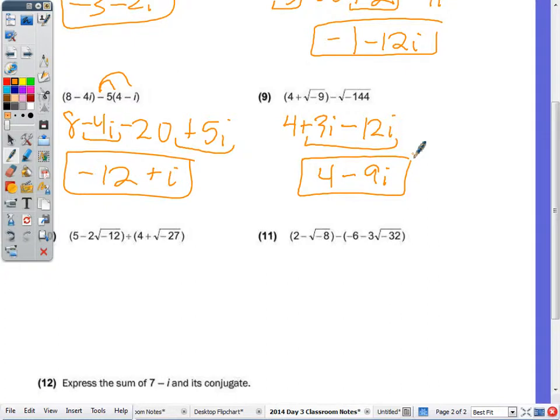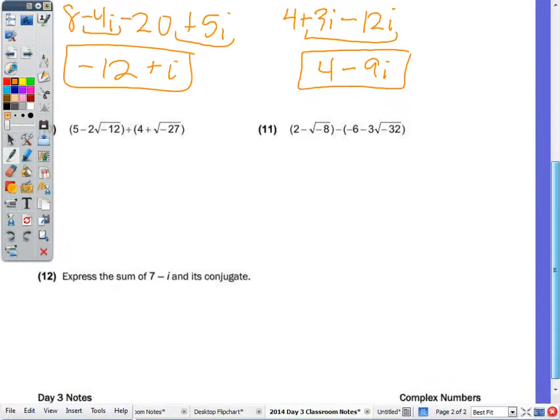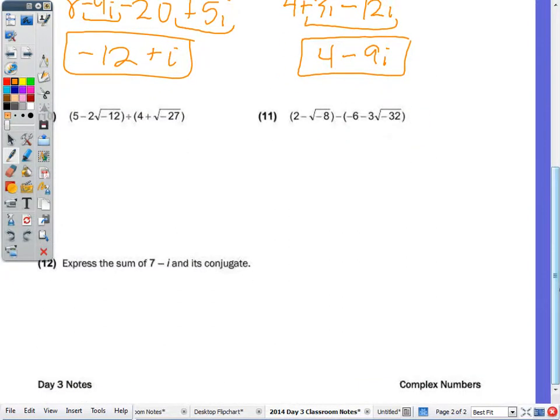So why don't you take a moment and just pull out the i's in 10 and 11, and then we'll finish with the operation. Oh, no, we have 12. So take a moment, rewrite these. 5 minus 2i.